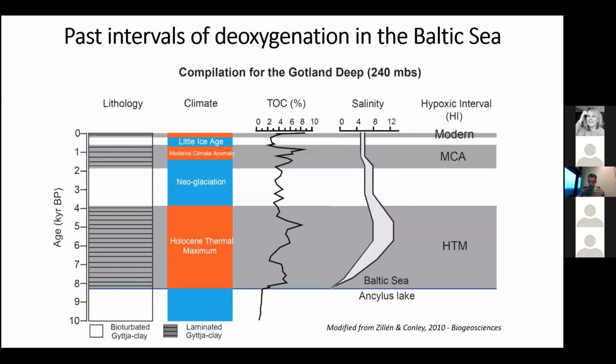So we know now that this is happening in, let's say, the last century, but if we go back in time, then we also see that there were other hypoxic or anoxic events. One during the Holocene thermal maximum, from about 8,000 to 4,000 years ago, and one during the medieval climate anomaly, from about, let's say, 1,000 years ago to 500 years ago. So yeah, there were more hypoxic events already before the modern event.